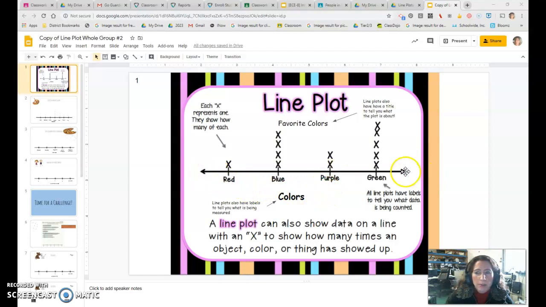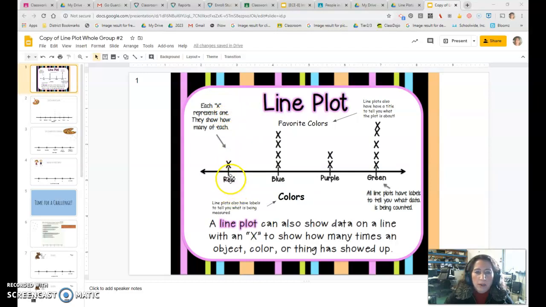So it's kind of like our number line that we've done before with our arrows on each side. We have our little ticks here with these little lines to represent the different colors, and they're separated with the same amount of space on the line, okay? The data that we're collecting is red, blue, purple, and green. Those are the 4 different colors that they're going to collect the data on to see which one is the favorite color, okay?